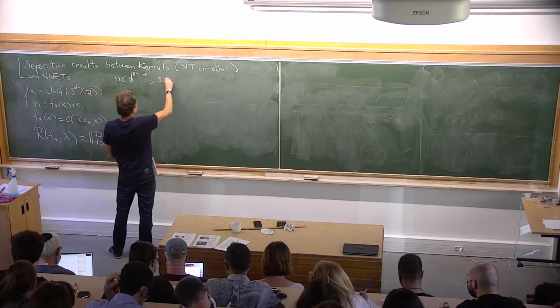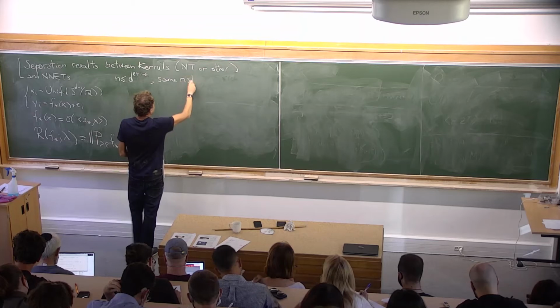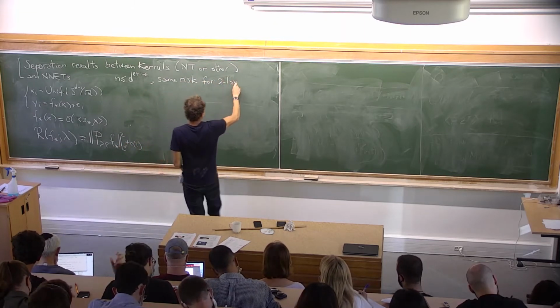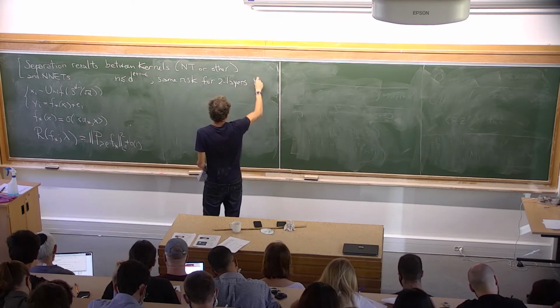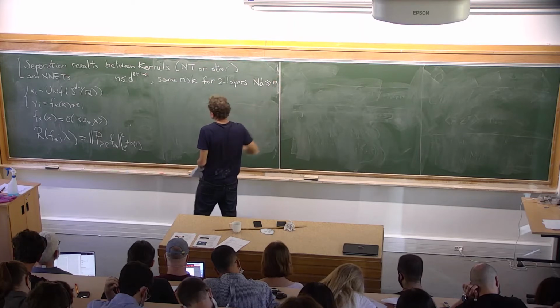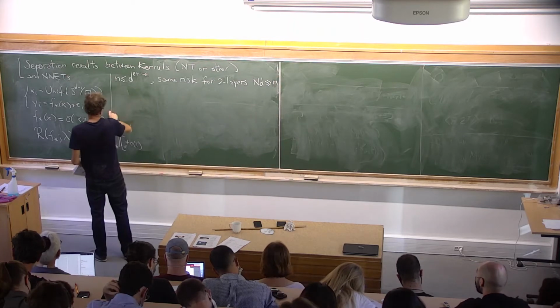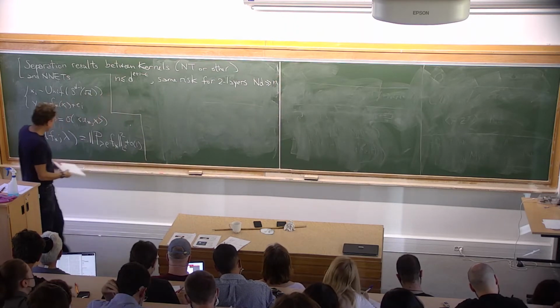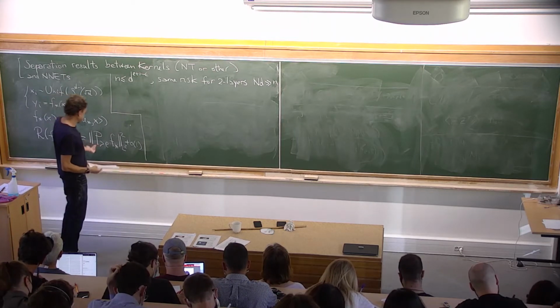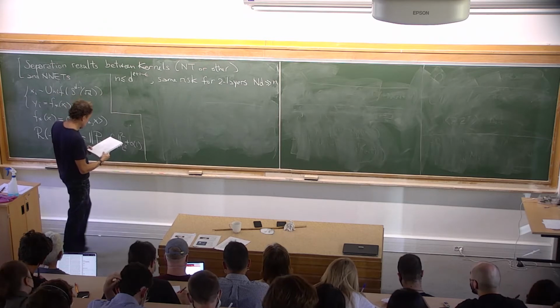The same is true for the same risk for 2-layer neural networks if N d is much bigger than n, in the overparameterized regime. So all that you have to do is to compute this. So let's do the exercise of computing this projection.